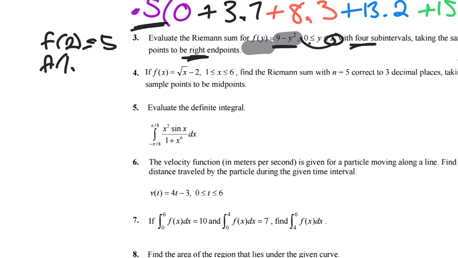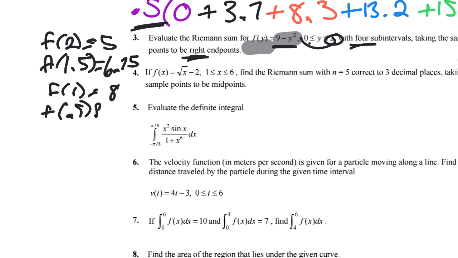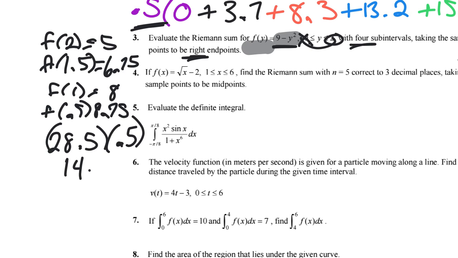F of 1.5. And notice I'm starting from the right side, like we saw in class, because it's the right endpoint. It's easier to start at the right side and work our way backwards. And so 6.75, plug that in. F of 1, 8, and f of 0.5 is 8.75. And then we don't want to use the 0 because we don't use that side. And these are all half, so add those up, it's 28.5. And delta x is 0.5, so multiply by 0.5, and we get 14.25.